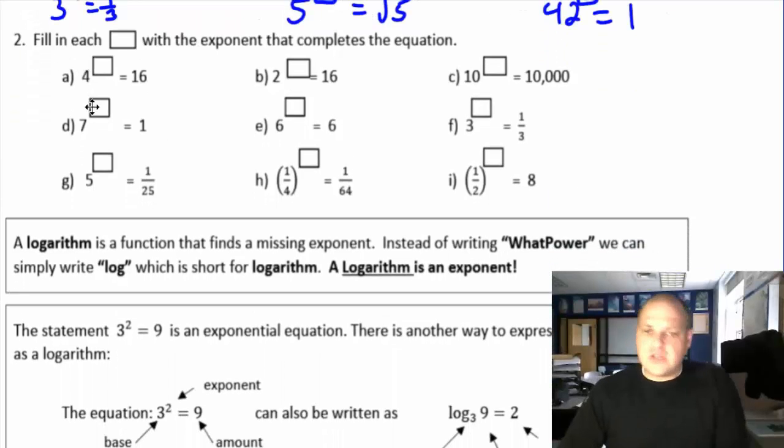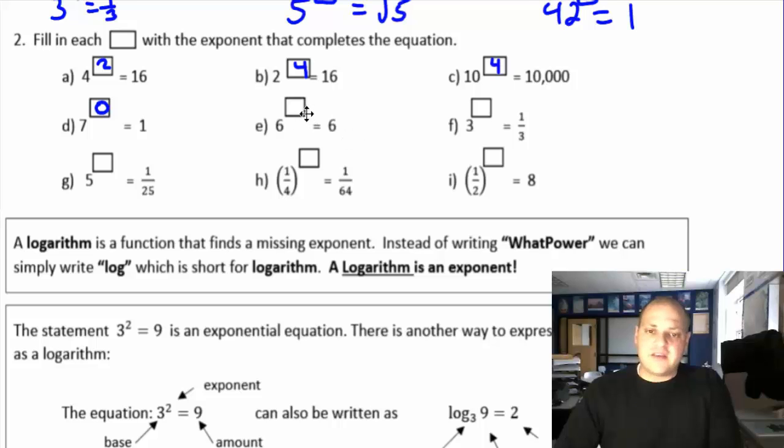Now fill in each of the blanks. 4 to the what is 16? Squared. See if you can do these without looking, then come back and get the answers. 2 to the what is 16? 2 to the 4th is 16. 10 to the what is 10,000? 10 to the 4th is 10,000. 7 to the what is 1? Anything to the 0 power gives you 1.